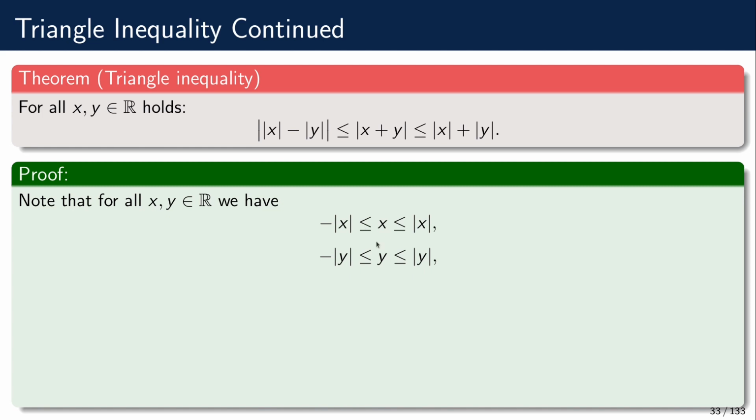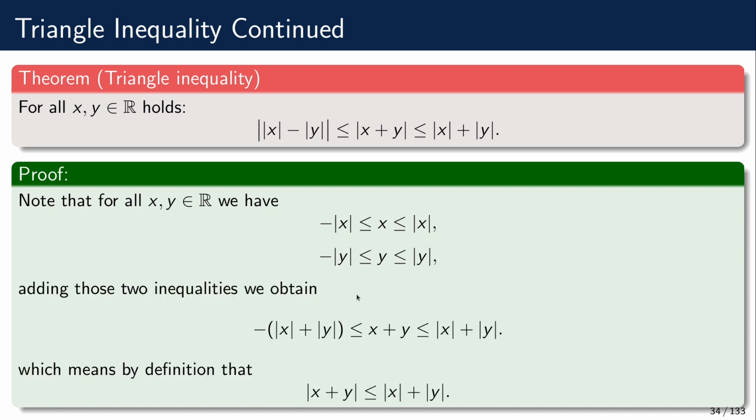Now, let's add those inequalities. So what do we get? Once we add those inequalities, we have that x plus y, for every x and y, has to be less than this and more than this. So by the definition of the absolute value, it means that the absolute value of x plus y is no bigger than this. So we've proved the first part. Now let's prove the second part.